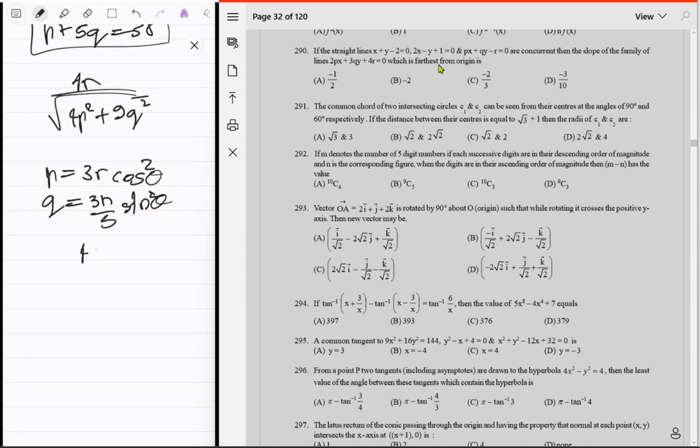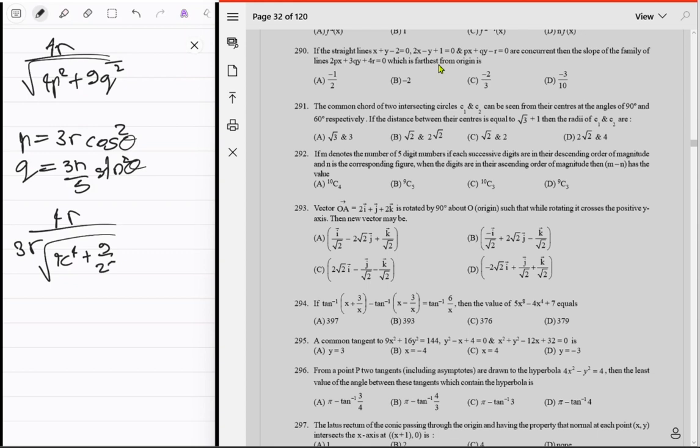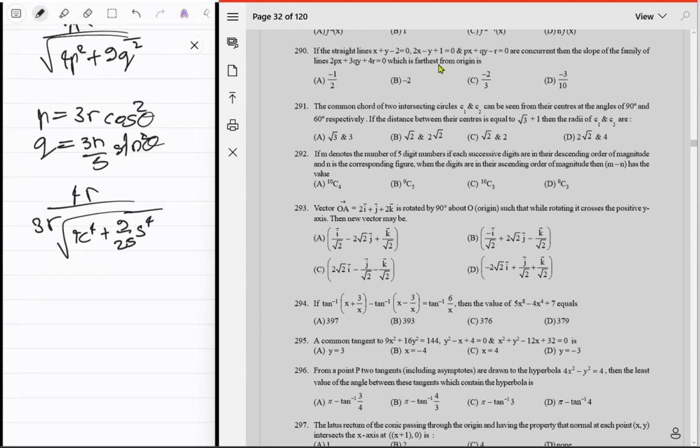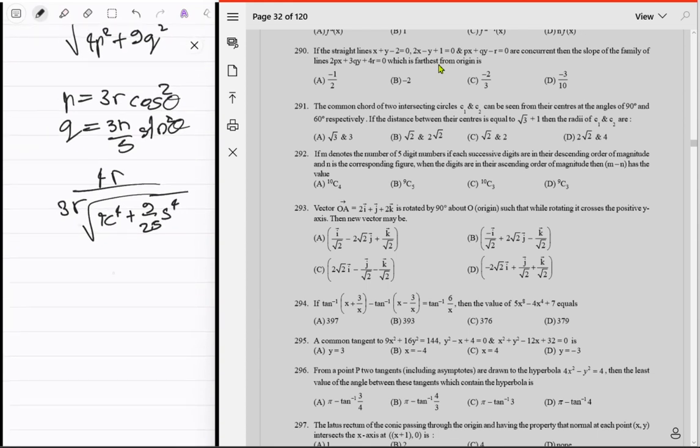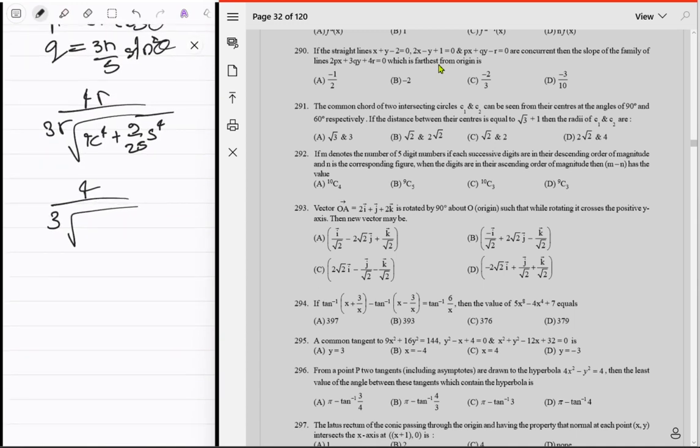So what do you get? Just get 4r upon 4r, actually 3r is going to come out. Then you just have square root of 4p squared, like 4 cos power 4, plus 9 upon 25 and then sin power 4. So yeah, this becomes 4 upon 3 and then all of this under a square root. It's becoming weird basically. Take that 5 out, it will go up, just 20.